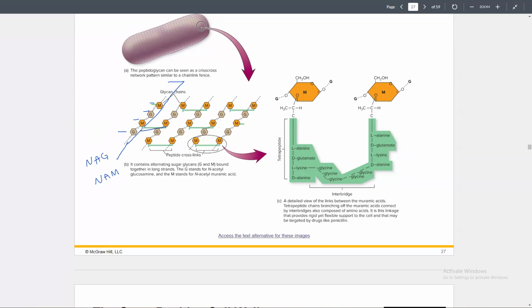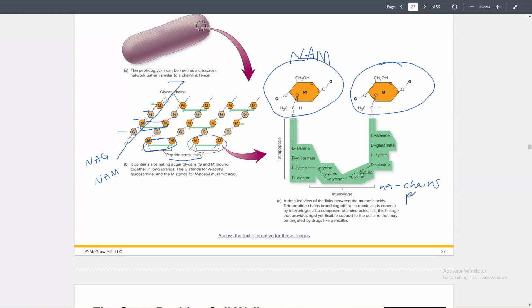And cross-linked occasionally by these green branches that we have here. These represent just peptide cross-links. And what I mean by peptide, remember that a peptide is just a sequence of amino acids. And this would be NAM, N-acetylmuramic acid. And we would have linked in between these guys, each of these amino acid chains that we call a peptide.